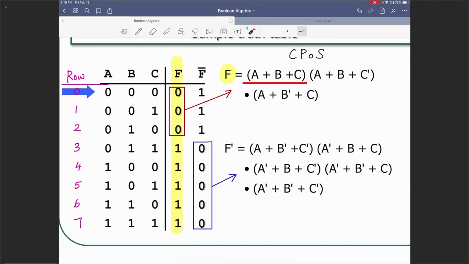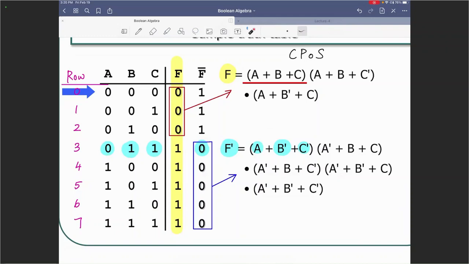For example, this 0 corresponds to what? Let me highlight that in blue. This 0 corresponds to when F complement is a 0, and we are writing the expression for F complement, so that's fine. F complement is a 0 when A is 0, B is 1, and C is 1. So A should be 0, B complement should be 0, or C complement should be 0. In other words, A should be 0, B should be 1, C should be 1. And you add them 5 at a time.